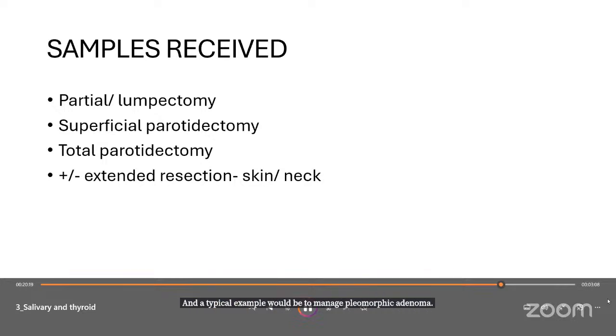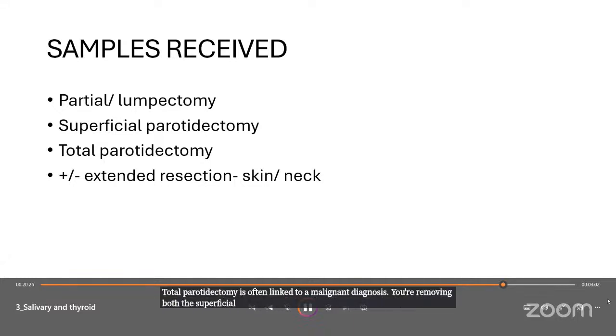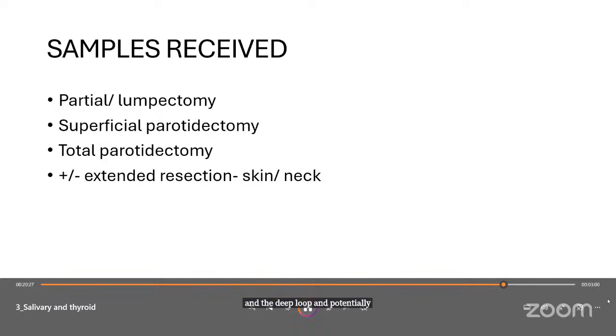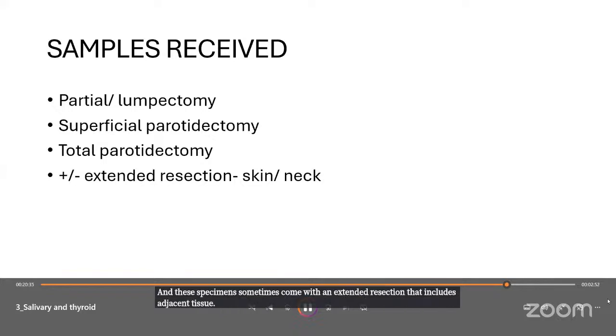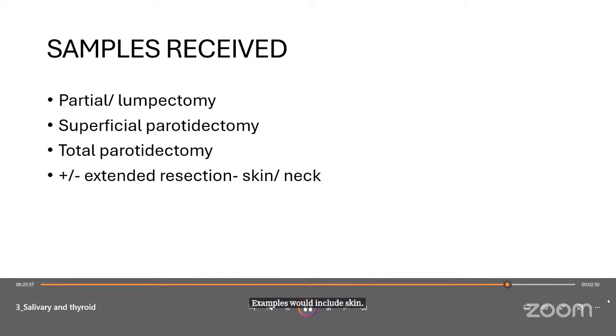Total parotidectomy is often linked to a malignant diagnosis. You're removing both the superficial and the deep lobe and potentially sacrificing the facial nerve. And these specimens sometimes come with an extended resection that includes adjacent tissue. Examples would include skin, part of the zygomatic arch, part of the mandible, or inclusion of a neck dissection.